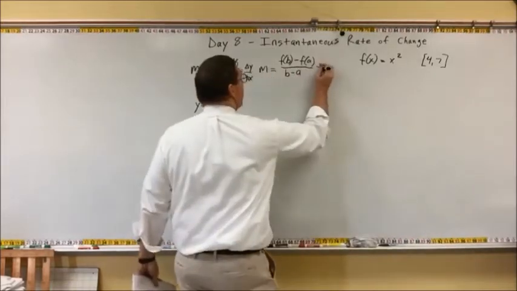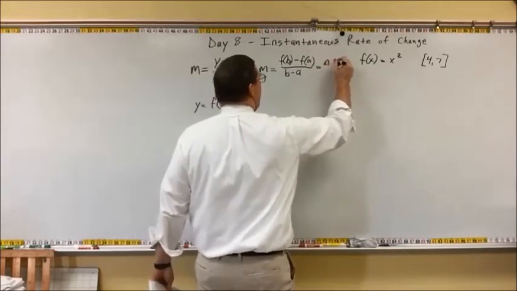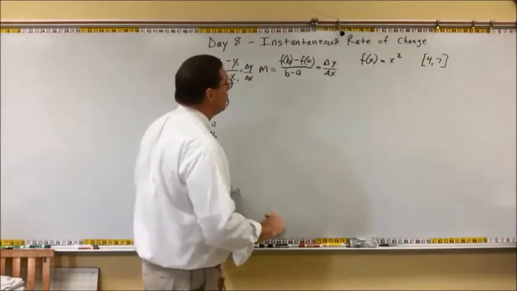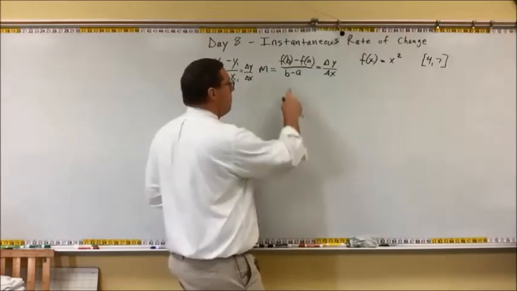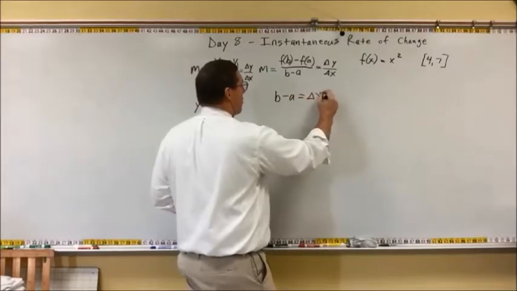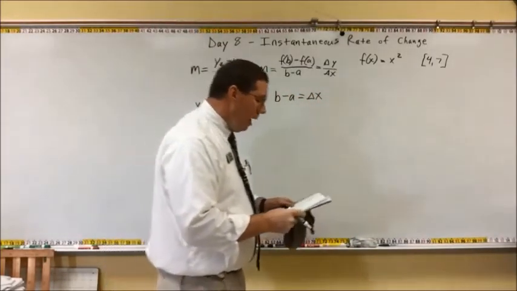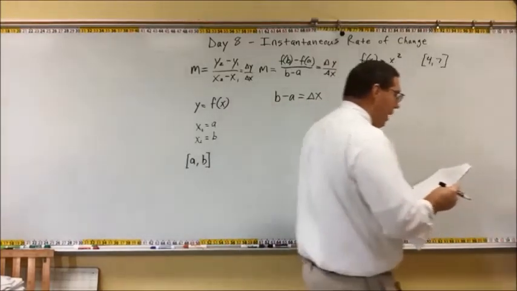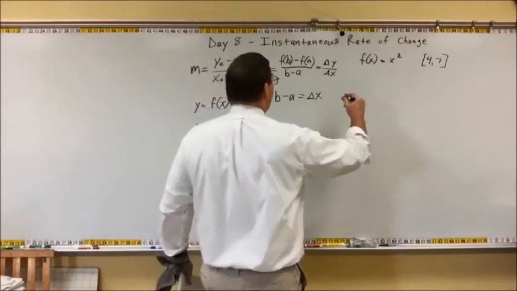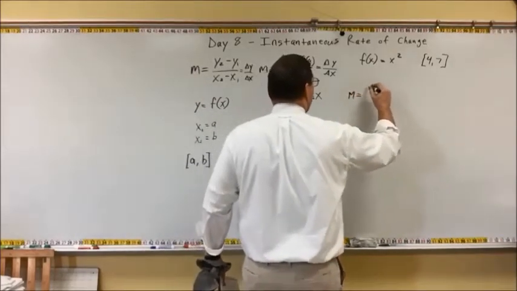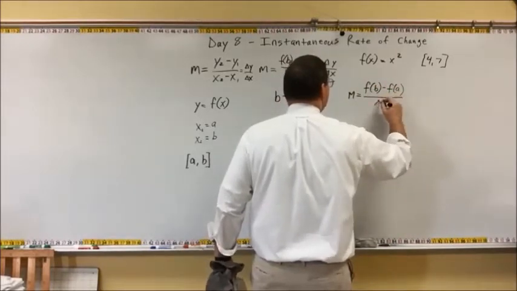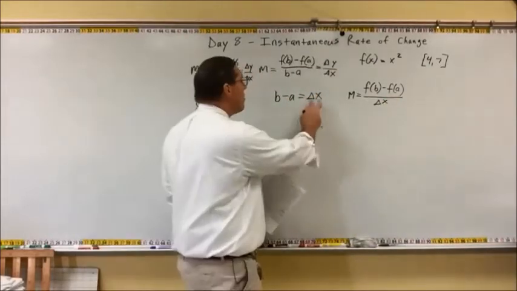So can we agree that this is also delta y over delta x? Is that okay? But here's what I do want to call your attention to. Can we agree then that b minus a is delta x? That b minus a is equal to delta x, okay? And so what that means is that our slope formula is now f of b minus f of a over delta x. Do you see this delta x?